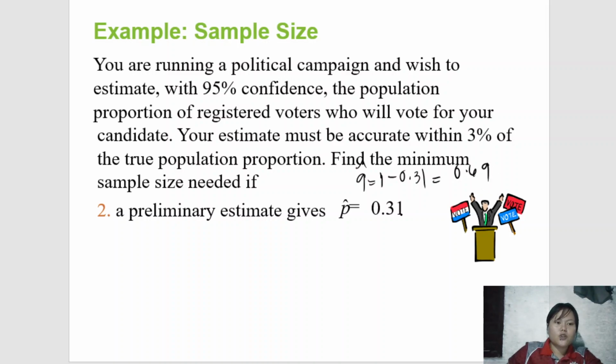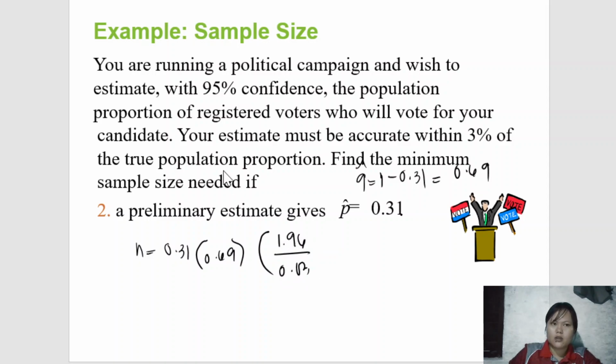So, kukompute nyo lang uli yung p-hat, q-hat, times, okay. So, that's, n is equal to 0.31 times 0.69, tapos, multiplied by 1.96 over 0.03 squared.